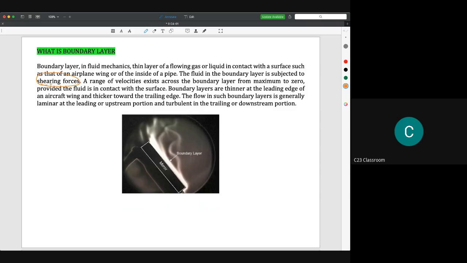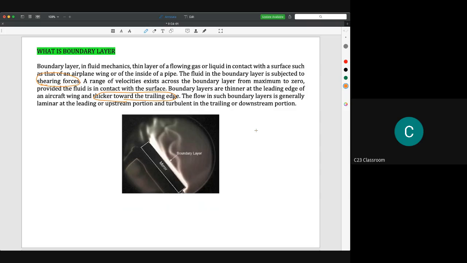A range of velocity exists across the boundary layer from maximum to zero, provided the fluid is in contact with the surface. Boundary layers are thinner at the leading edge of an aircraft wing and thicker towards the trailing edge. So this is the idea of boundary layer. It becomes thicker and thicker, and the velocity distribution is actually growing along the plate. The flow in such boundary layers is generally laminar at the leading or upstream portion and turbulent in the trailing or downstream portion.